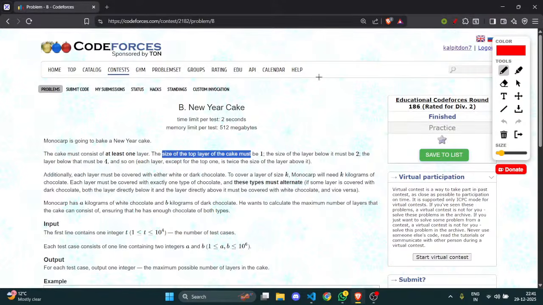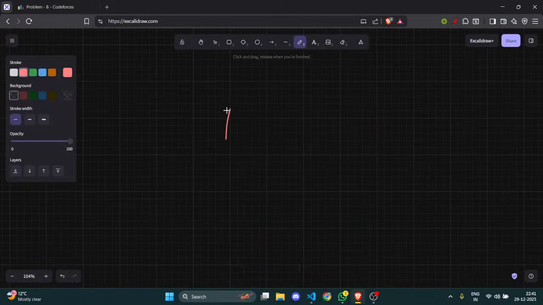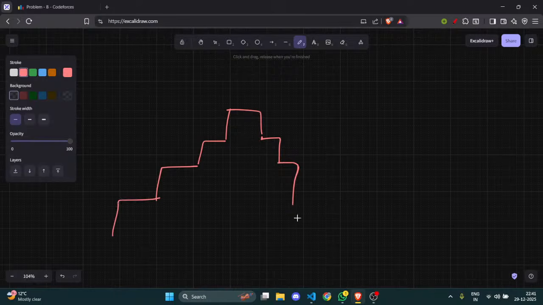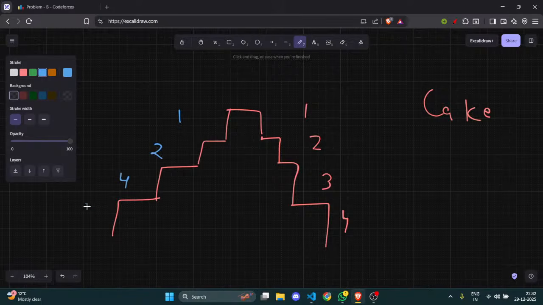Like we have a multi-level cake. This is the first level, this is the second level, this is the third level, this is the fourth level, and so on. This is our cake. It is given that the area of the first level is 1, the area of the second level is 2, the third level is 4, the fourth level is 8, the fifth level is 16, and so on.